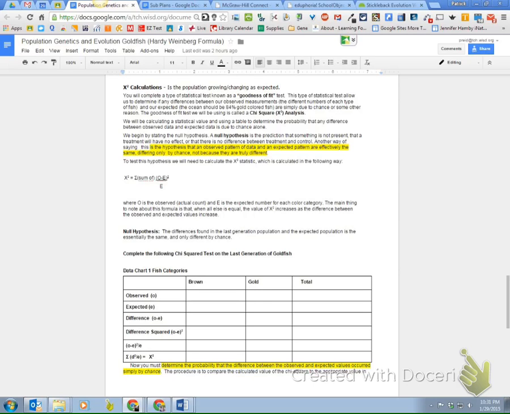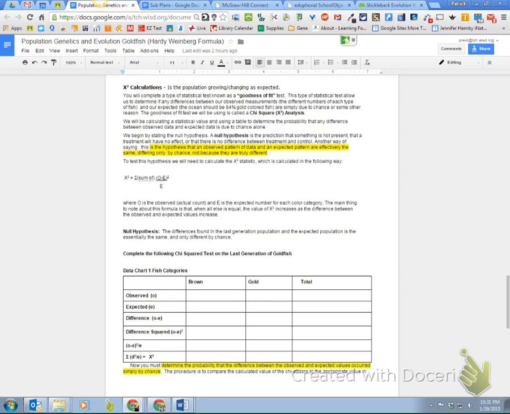Okay, so we saw this many brown, we saw this many gold, you'll get a total. Well, then take that total and find 86% of it. Take that total and then find the other 14%, or just subtract. So these totals should be the same. And then the difference, observed minus expected. So right here it's observed minus expected.